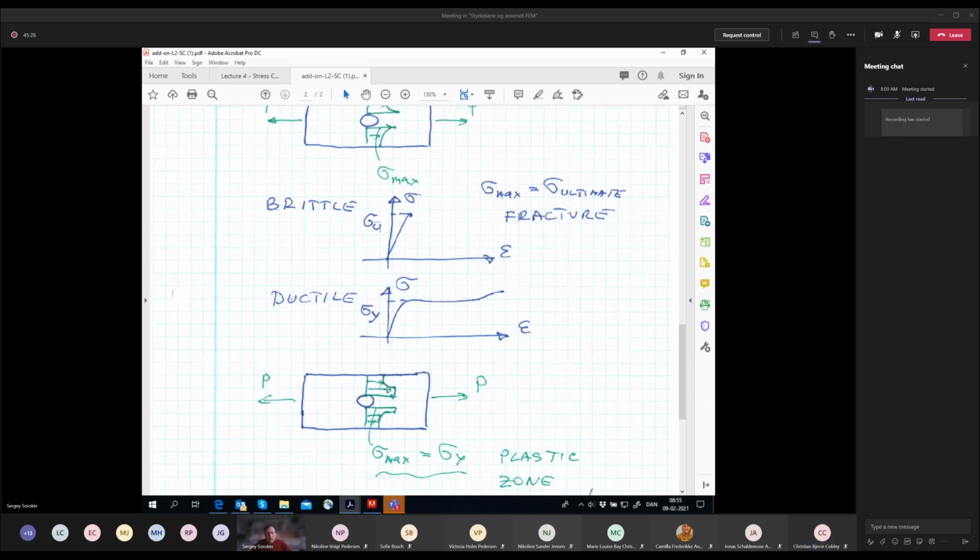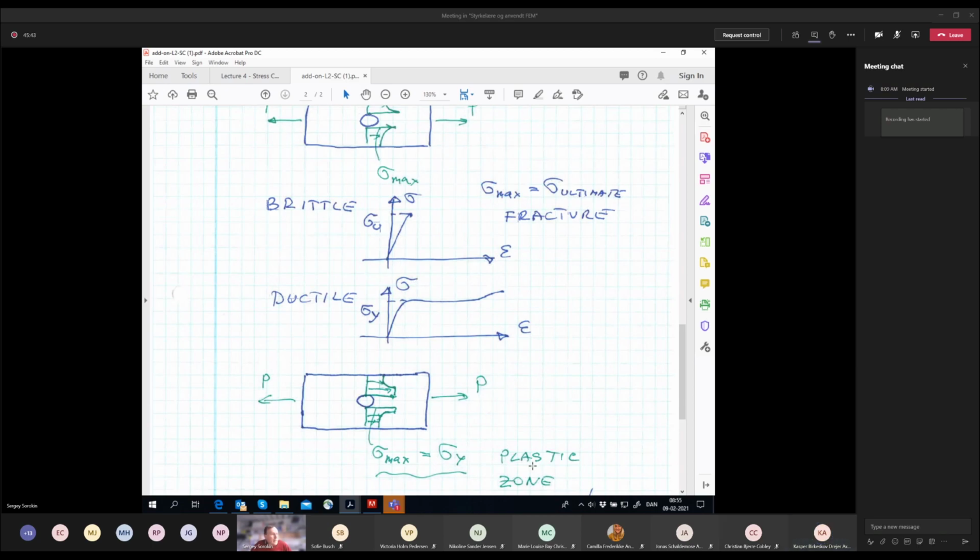Good. I have a question. Yes, please. The nominal stress defines when it's going to crack, or because the maximum can only be the yield stress?